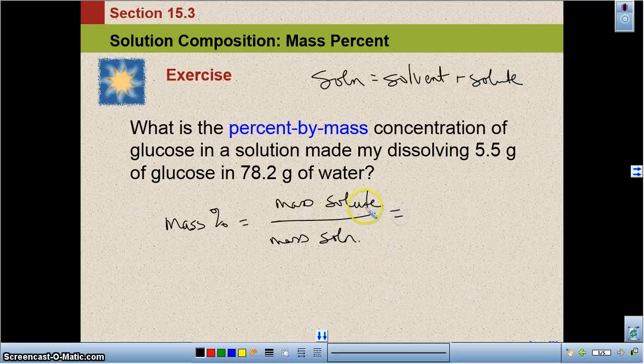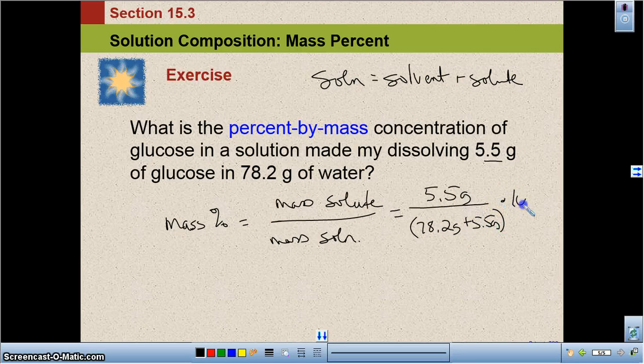So we're going to take the mass of the solute, which in this case is the glucose, so 5.5 grams. And we're going to divide that by the mass of the solution, which is the solvent, 78.2 grams, plus 5.5 grams. And then we're going to take that answer and multiply it by 100. When we put that in the calculator, we get 6.57%, which is the percent by mass of the glucose in the solution.